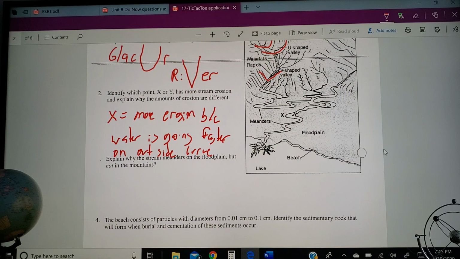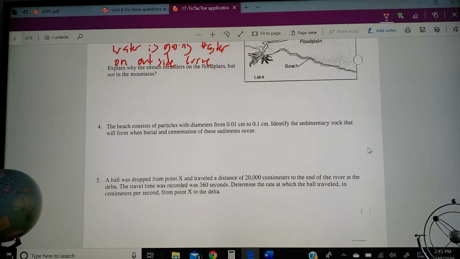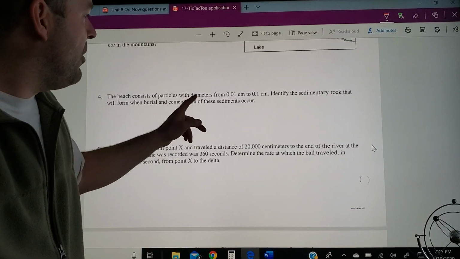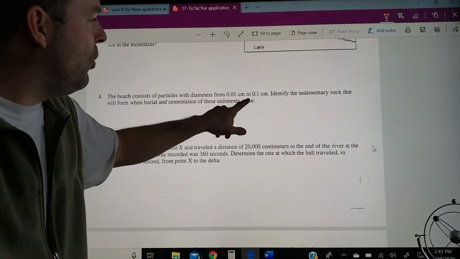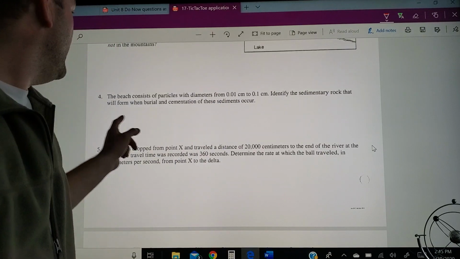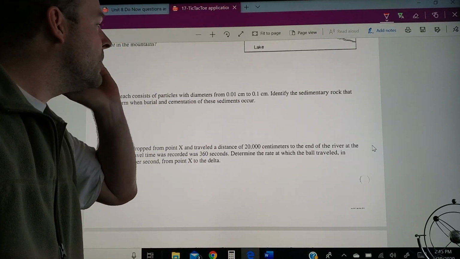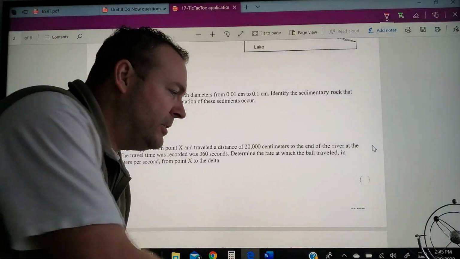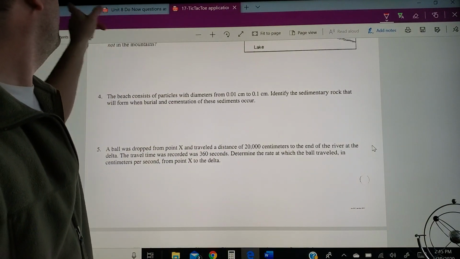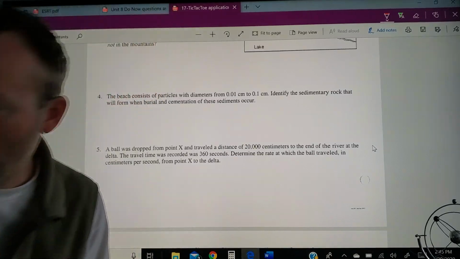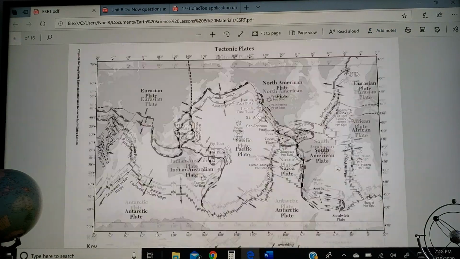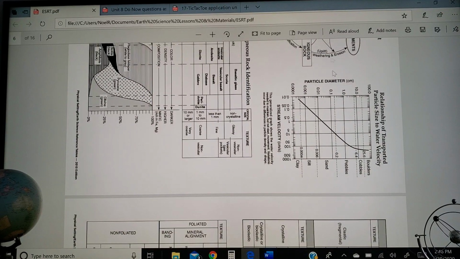All right. Over here it says the beach consists of particles with these diameters, 0.01 to 0.1. Identify the sedimentary rock that will form if these got buried and cemented together. Well, I don't expect you to remember those ranges of numbers, but go to your reference tables, 0.01 to 0.1. Hopefully you remember which chart we're going to here. There it is.